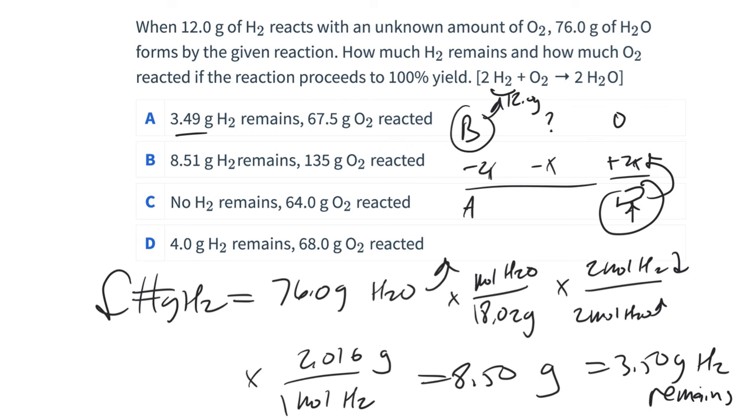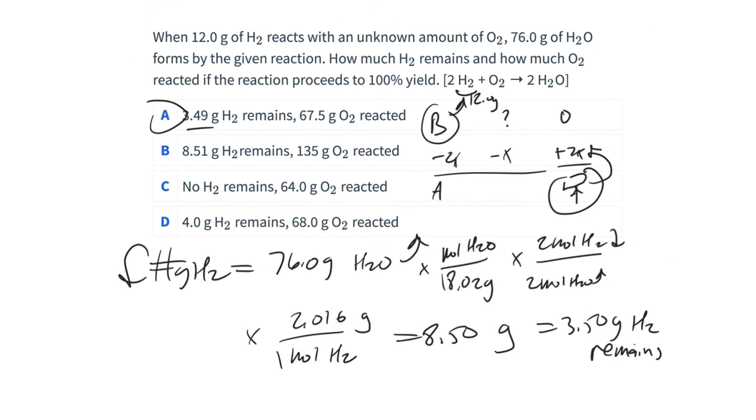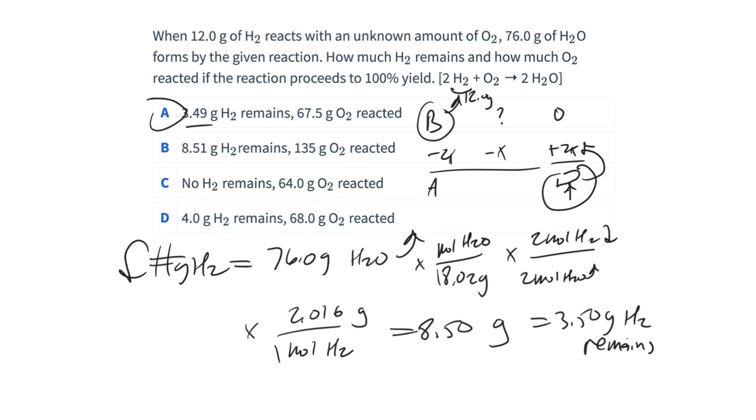Now, how much O2 reacted? Now, interestingly enough, this seems to be the answer, just because there's no other choice at 3.49 grams. But if you want to calculate the mass of oxygen that reacted to produce this quantity, that would just be doing this problem again. We can just start with the 76 grams of water.